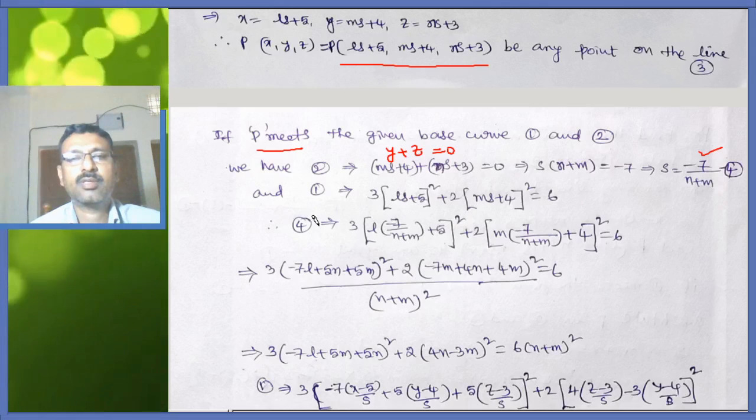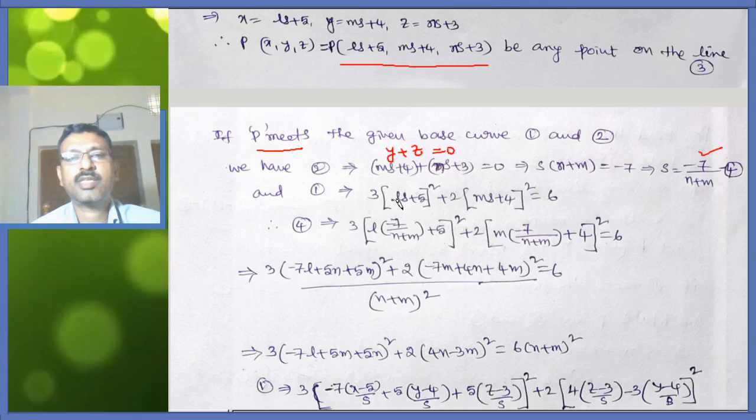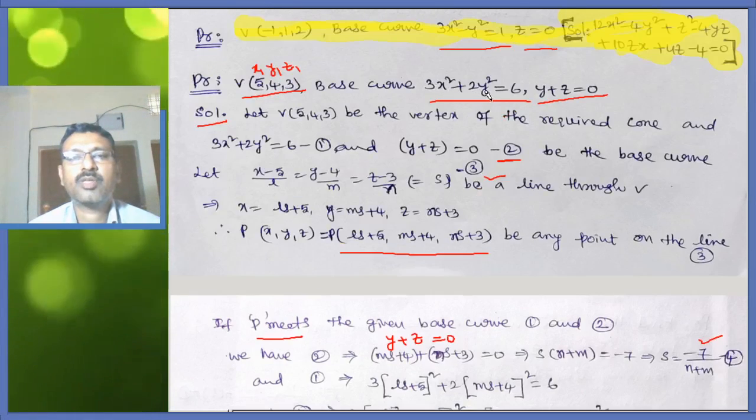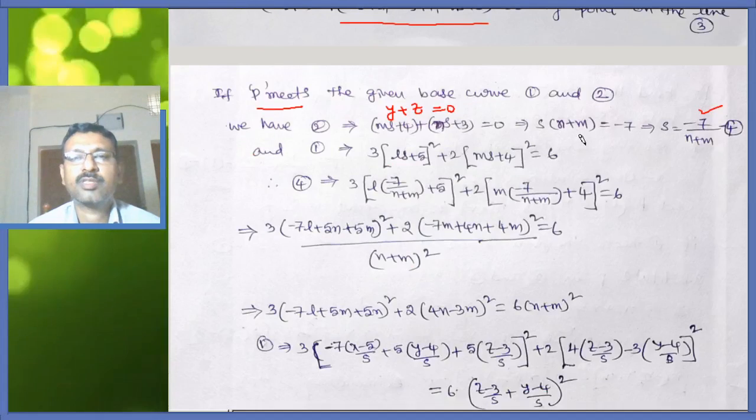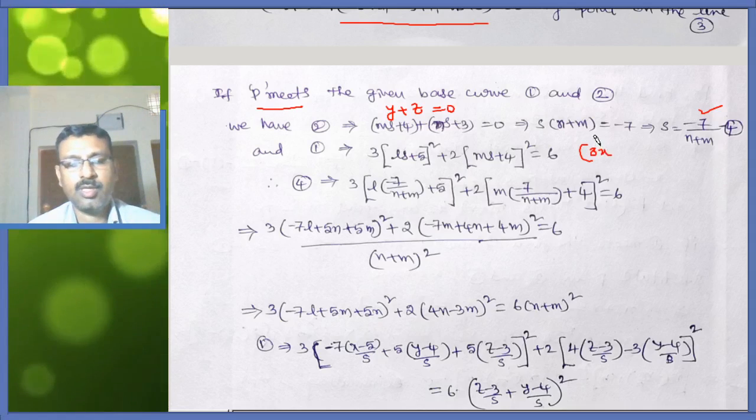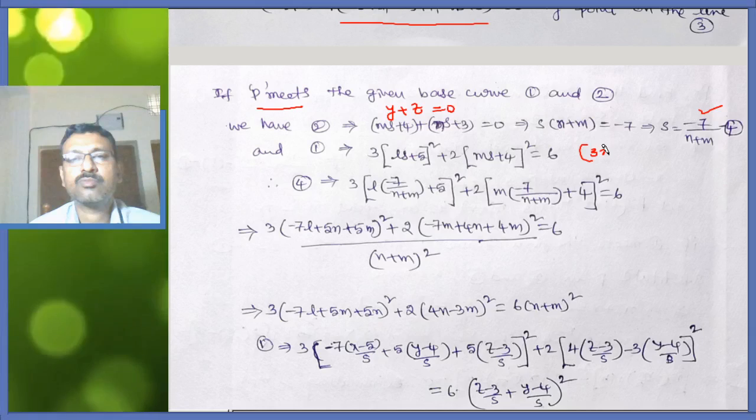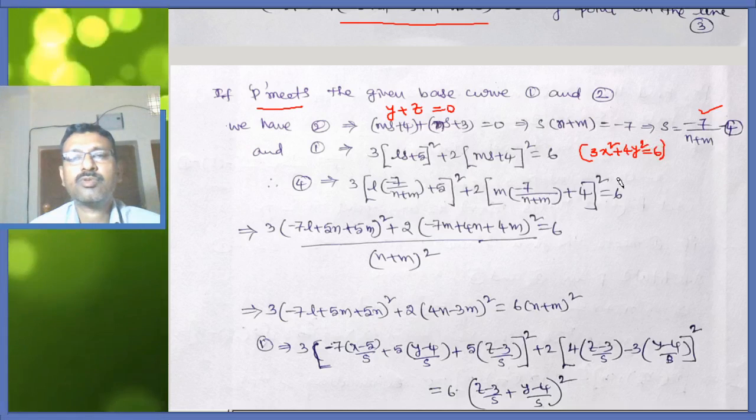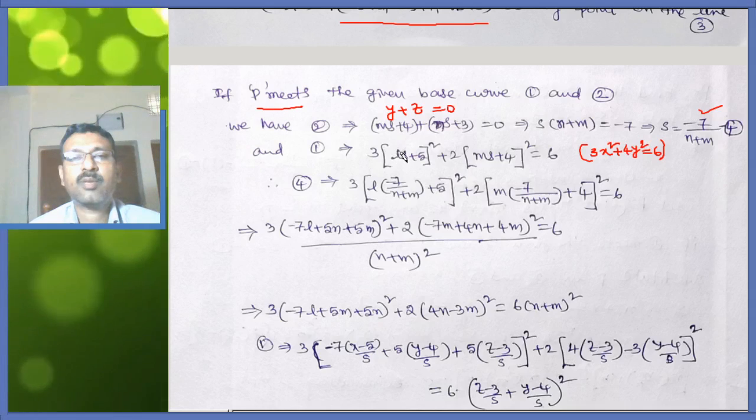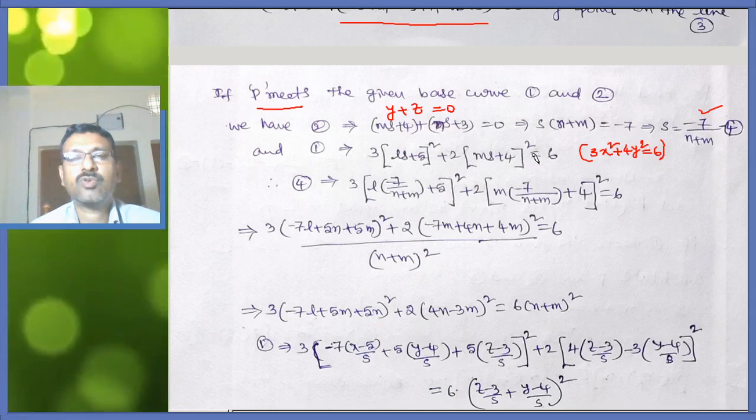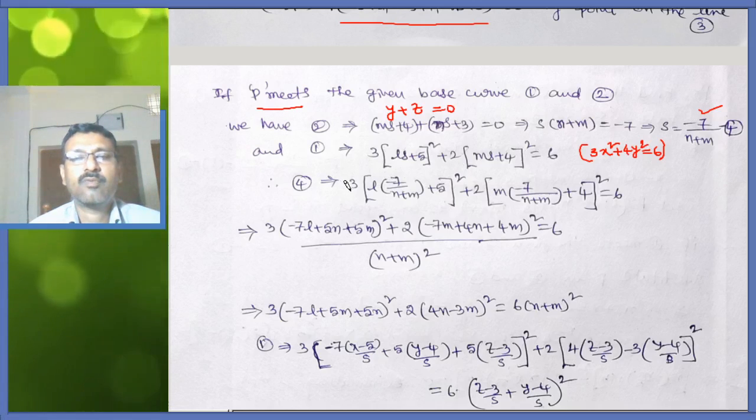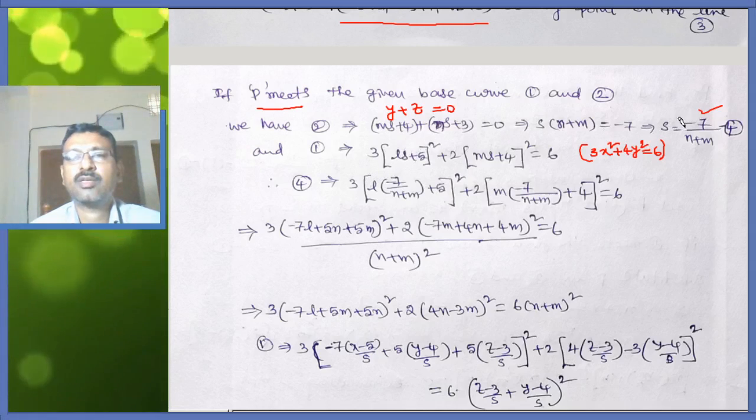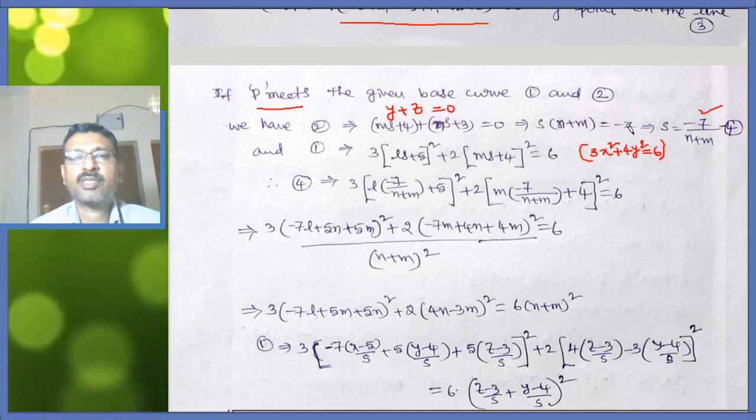Now I am taking the next equation of the base curve. The second equation is 3x square plus 2y square equal to 6. This is 3x square plus 4y square equal to 6. So here x is L s plus 5 and y is ms plus 4 whole square equal to 6, and s is replaced here by minus 7 by n plus m.